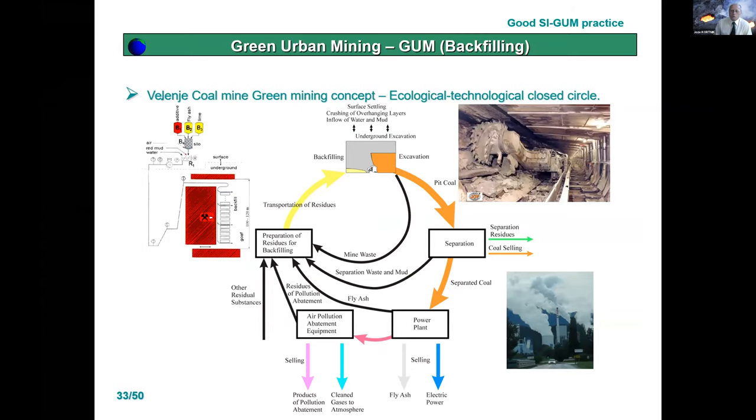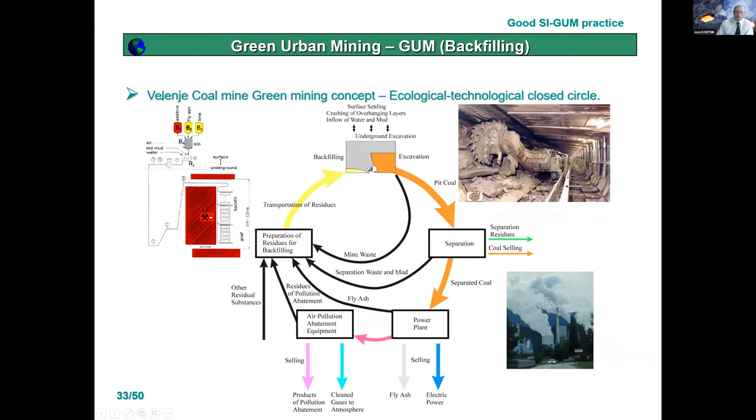Another project I want to show you is the implementation of backfilling in Velenje, the deepest Slovenian coal mine, where the idea was also connected with the green urban mining idea, that we introduce an ecological technological closed cycle. What that means is that on the stope area, first we excavate the coal, pit coal, then we separate it on the surface. And then the separated coal is used in a thermal power plant, where we then get byproducts, mostly fly ash.